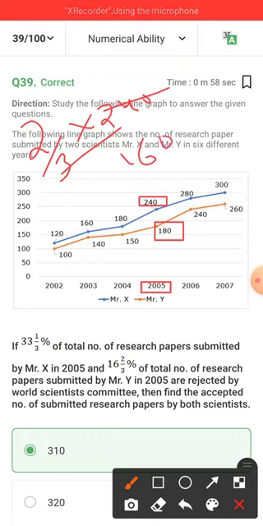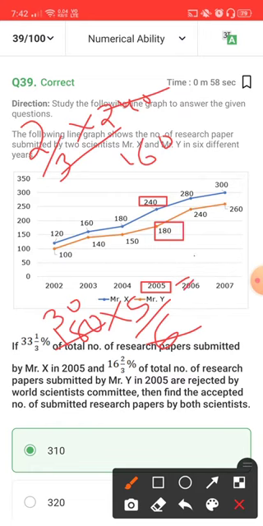Then 16 2 by 3 percent of the papers by Mr. Y in 2005 are rejected. Mr. Y in 2005, 190. What is 16 2 by 3 percent? That is 1 by 6. So the remainder is 5 by 6. It's like 30, that is 150. So adding 160 plus 150, we get 310.